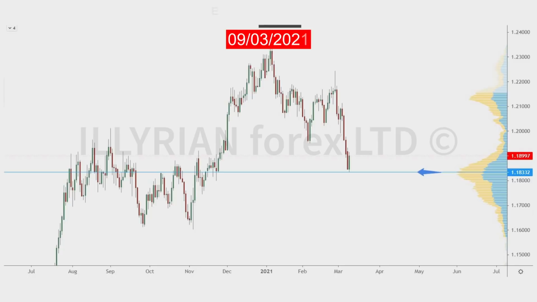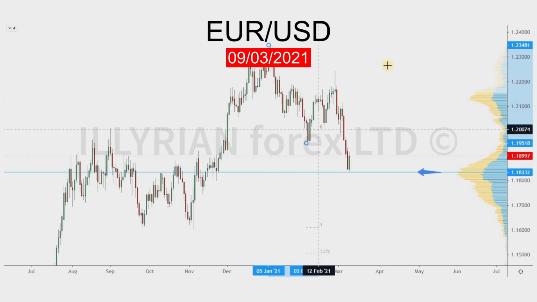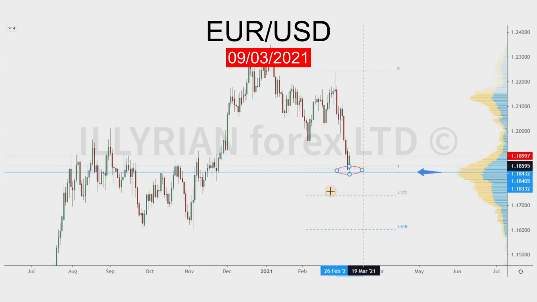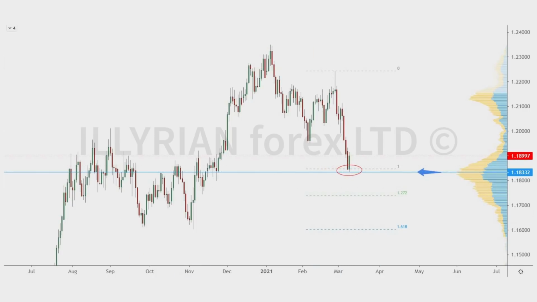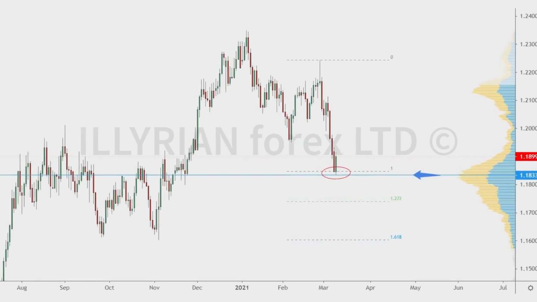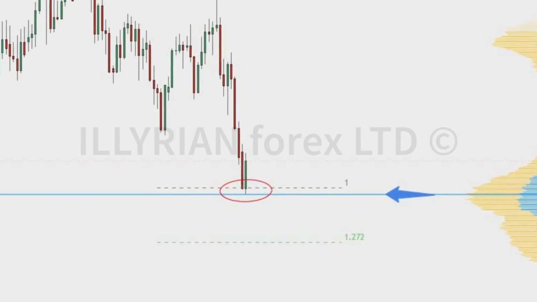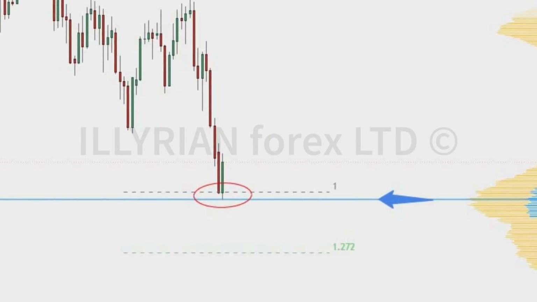Next setup is Euro US dollar. On the daily time frame we had an AB equals CD pattern fully completed. The D point of completion correlates with the point of control of the actual chart frame. This level is the most traded level in this period of time and can serve as support or resistance because the market is very sensitive when touching these levels. This is exactly what we have here. After the touch of this level the price jumps sharply.